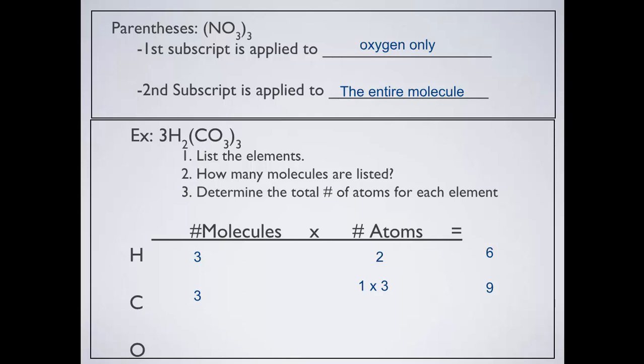How about oxygen? How many molecules of this whole thing? 3. What are the subscripts? 3 inside the parentheses, 3 outside the parentheses for a total of? 27. So in this compound that we're talking about, there's 6 atoms of hydrogen, 9 atoms of carbon, 27 atoms of oxygen altogether.